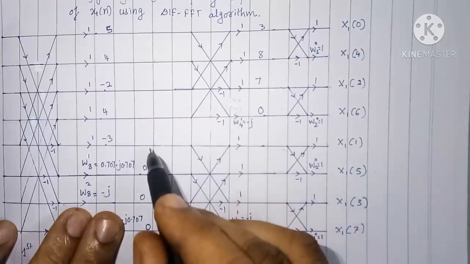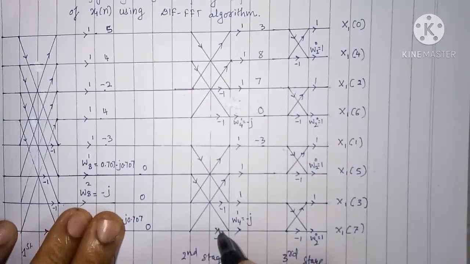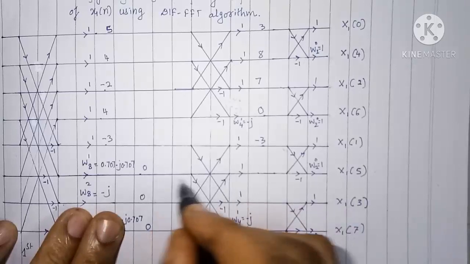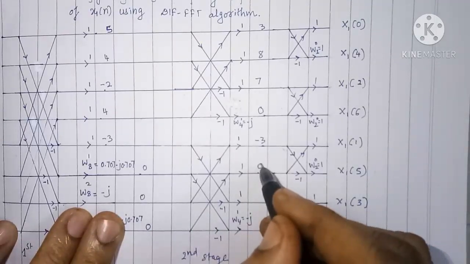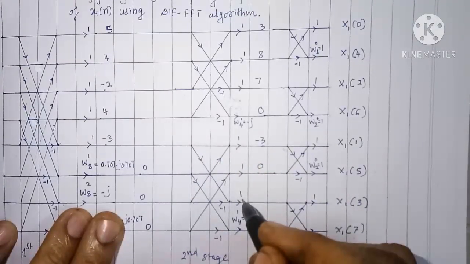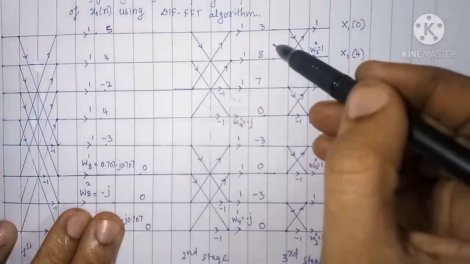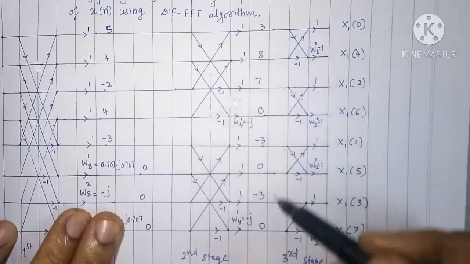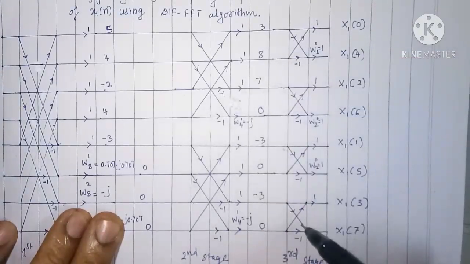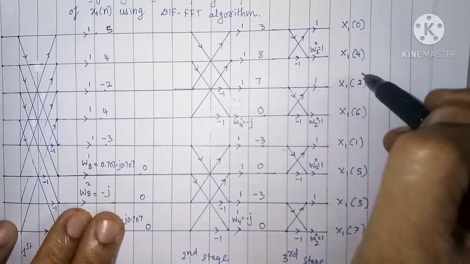Here at this point minus 3 plus 0, minus 3. At this point 0 plus 0, 0, minus 3 minus 0 into 1, minus 3, 0 minus 0, 0, 0 into minus j, 0. Now taking the outputs of second stage as inputs to the last stage, that is third stage, we will compute x of k values.